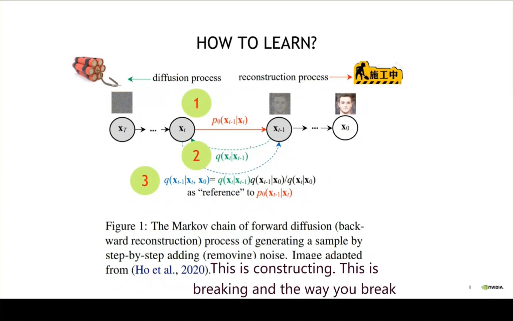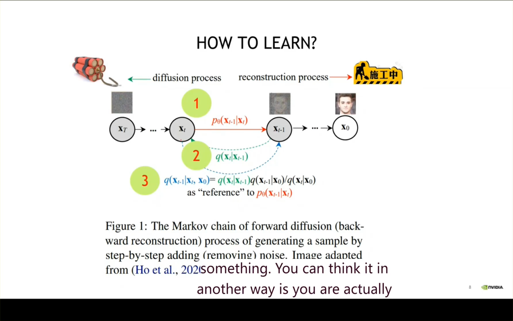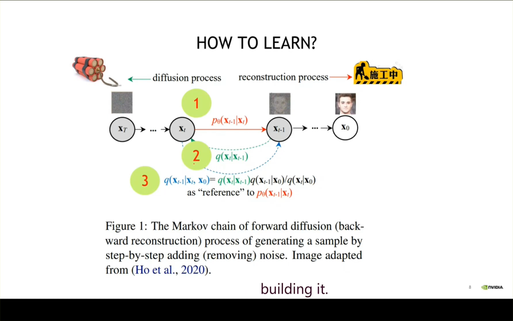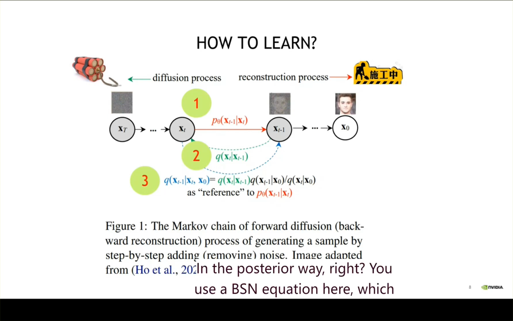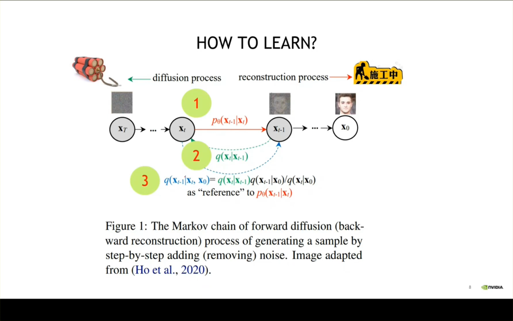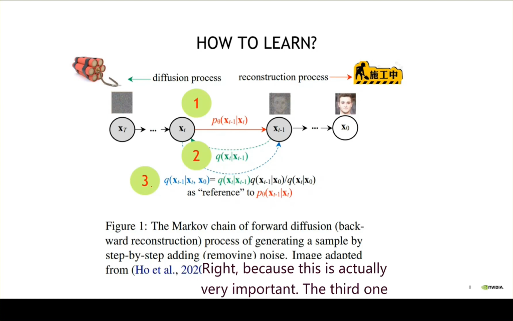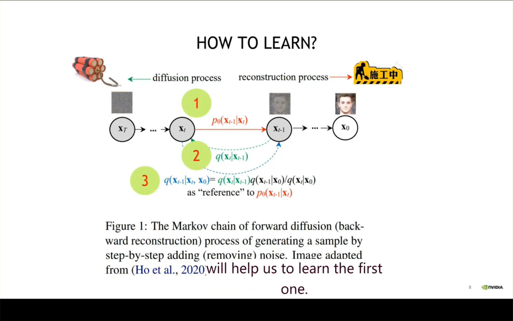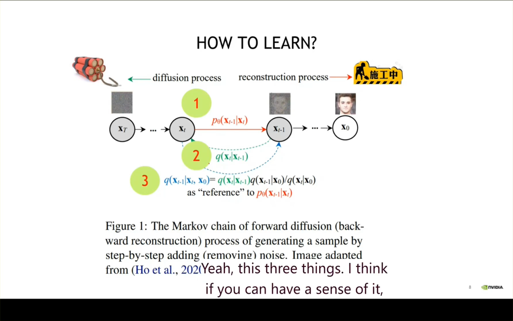And the way you break something, you can think of it in another way: you are actually building it in a posterior way, right? You use a Bayesian equation here, which is not difficult. This is the second one and it is involved in the third one, right? This is actually very important. The third one will help us to learn the first one. These three things, if you can have a sense of it, then I think today is good enough.